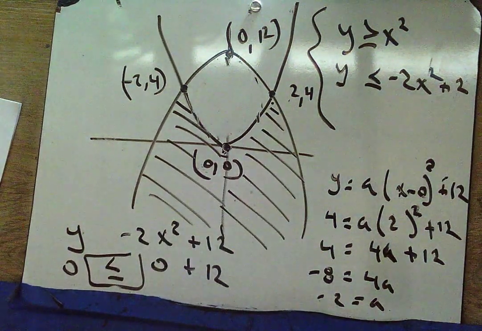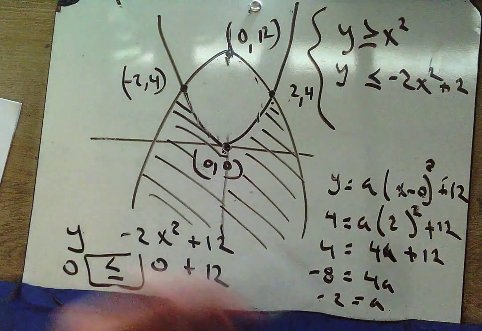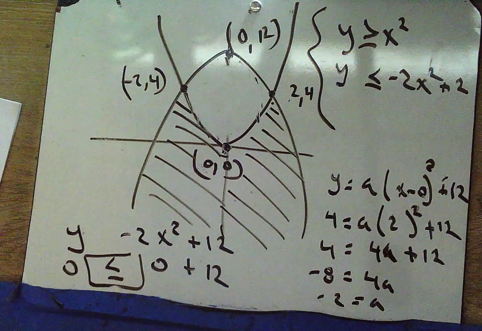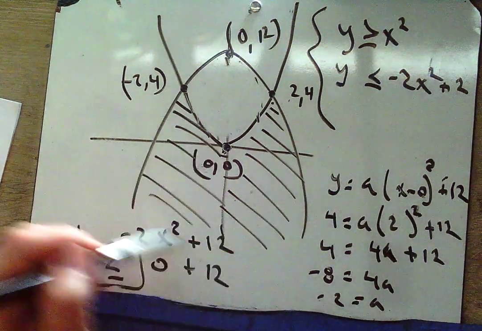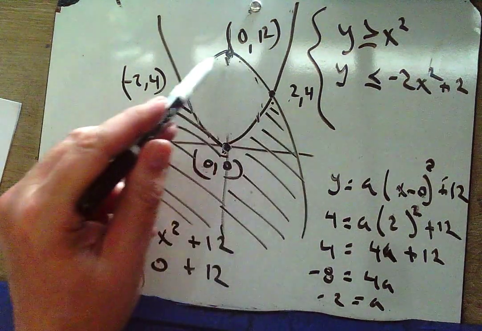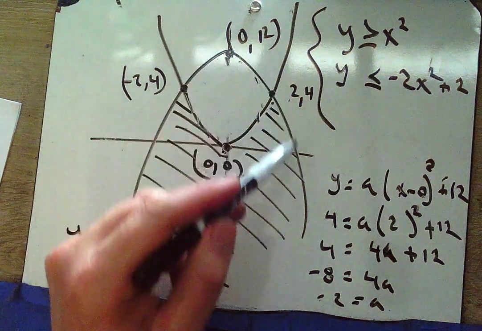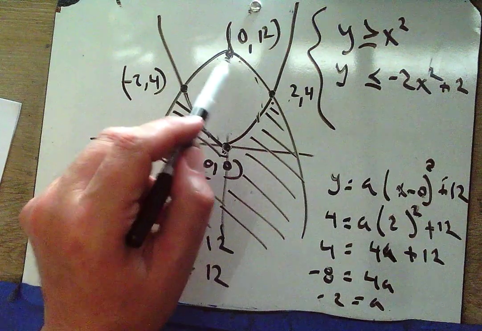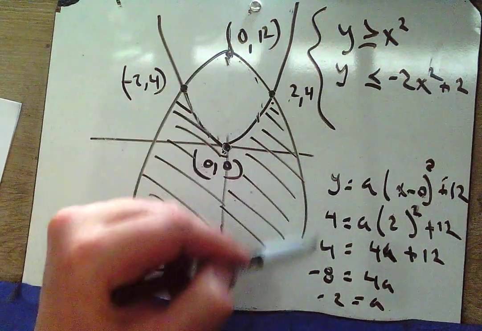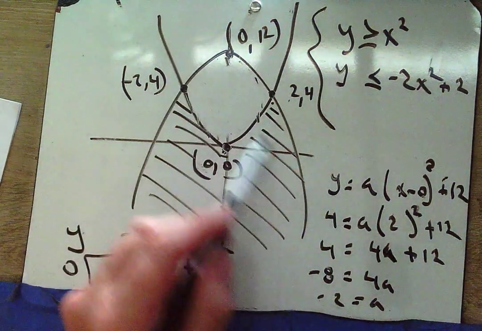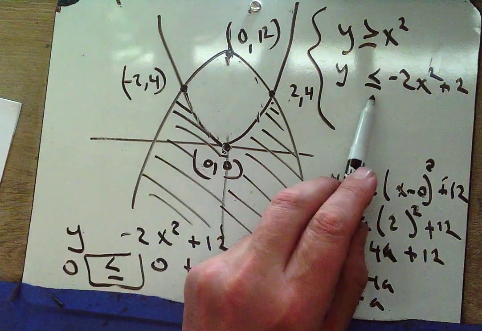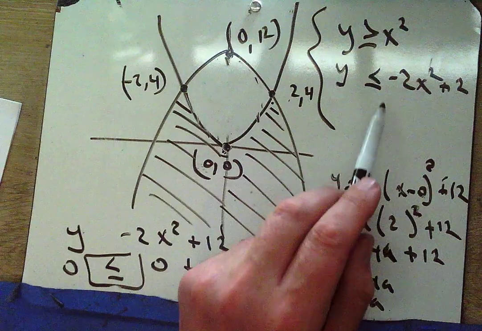What do you think changes? Do I have to redo the whole problem, or can I just fiddle around over here? Does the changing of the shading affect the inequality on the down-pointing parabola? Why, no, it doesn't, because when this was shaded, that was inside the down-pointing parabola, and I'm still inside the down-pointing parabola. So that inequality symbol does not change.